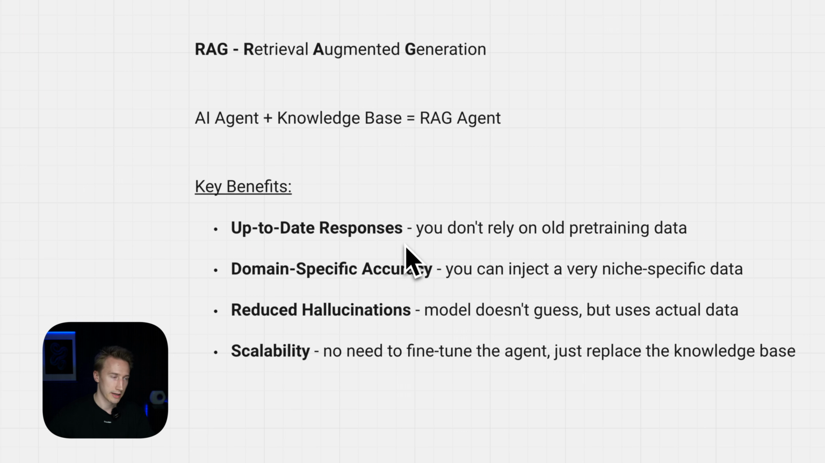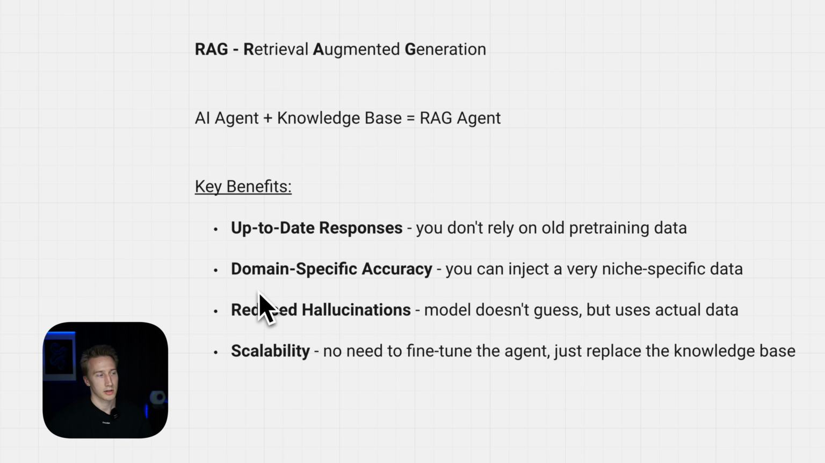A key benefit of using RAG is that you always get up-to-date responses, so you don't rely on old pre-training data. For instance, if the latest ChatGPT model, GPT 4.1, was cut off, let's say, 3 months or half a year ago, you get only that data. But with RAG, you can have all the most relevant data that you upload yourself.